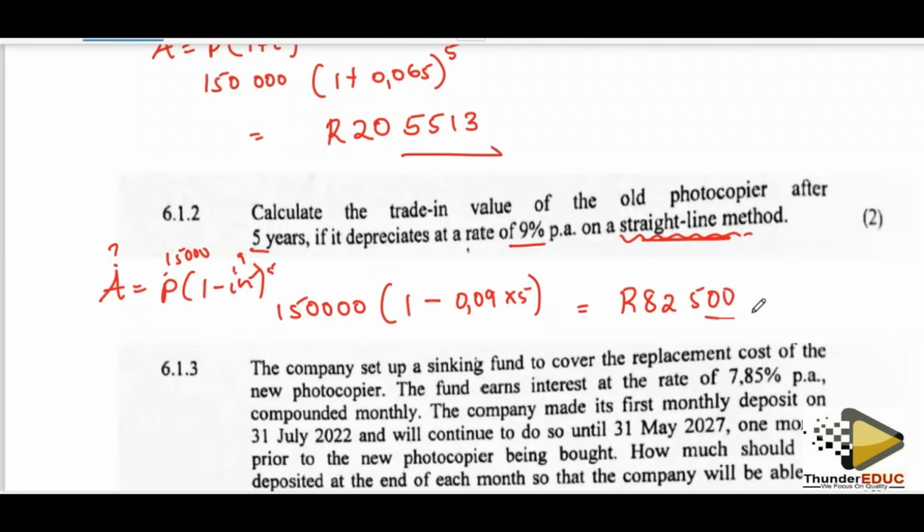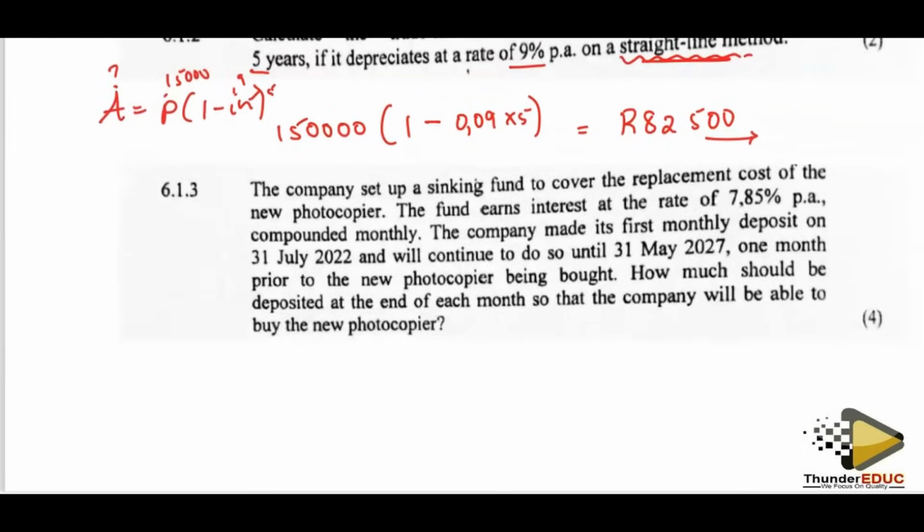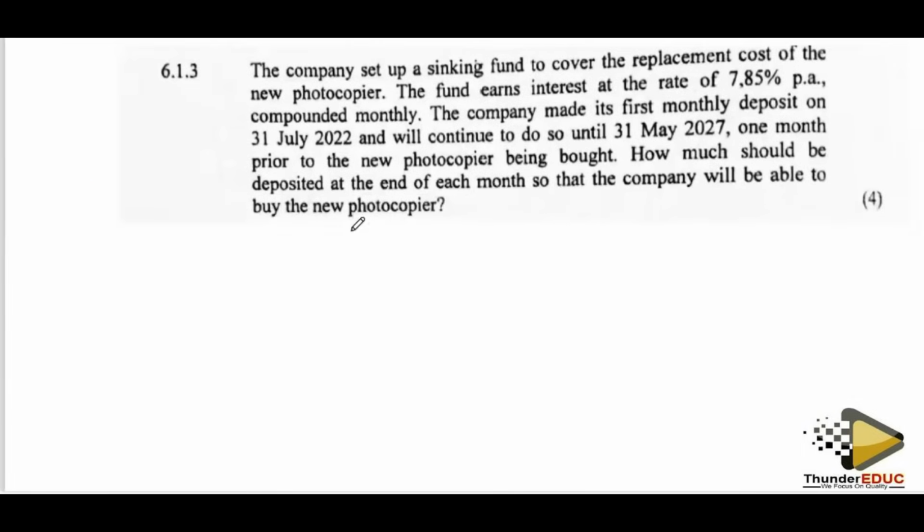82,500. Okay, so that is what the machine is going to be worth after 5 years. Then 6.3: the company sets up a sinking fund to cover the replacement costs of the photocopier. The fund earns interest at this rate, compounded monthly. The company made the first deposit on the 31st of July.